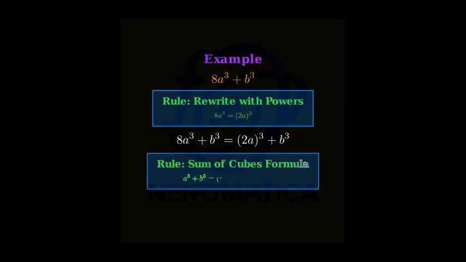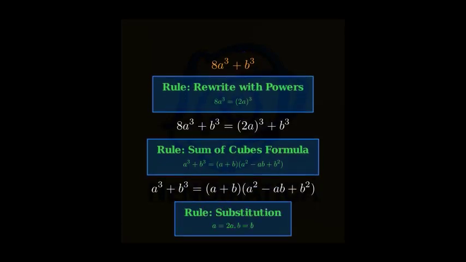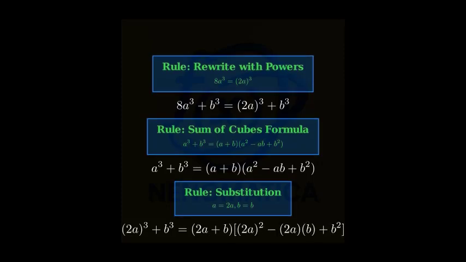The formula states that a cubed plus b cubed equals (a plus b) times (a squared minus ab plus b squared). Let's substitute our values into this formula. In our case, a equals 2a, and b equals b. So we get (2a plus b) times ((2a) squared minus (2a) times b plus b squared).